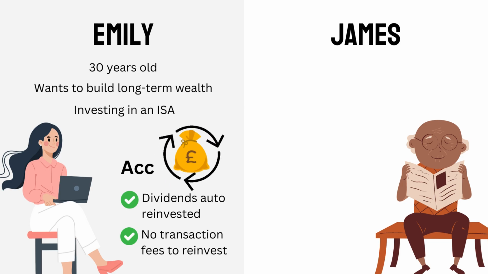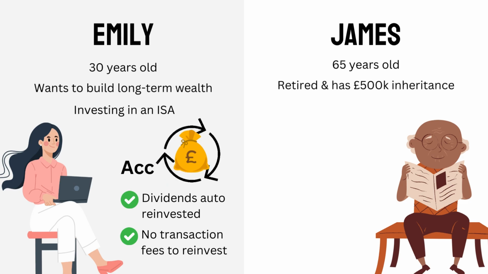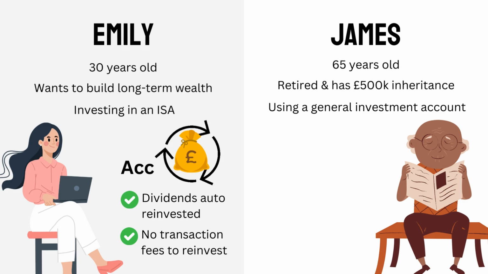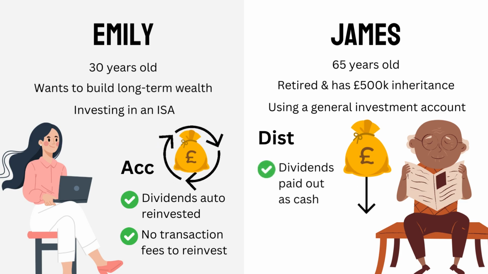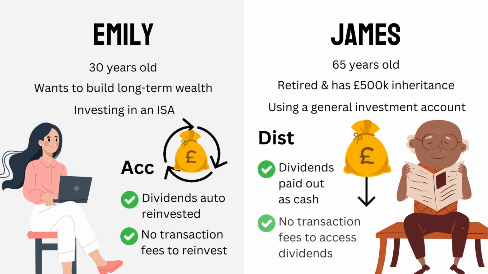She also won't have to worry about transaction fees, as she doesn't need to make any transactions to reinvest her dividends, and this aligns perfectly with her goal of long-term wealth accumulation. James, on the other hand, is 65 years old and is just retired. He's also recently received a £500,000 inheritance, and he wants to use that money to generate a steady source of income to support him in his retirement. Because he's received a large amount of cash as a lump sum, he can't put it all into a tax-advantaged account. So in this scenario, investing it using distributing funds would be more suitable. This way, he can receive the regular dividend payments as cash that he can spend without needing to sell shares or worry about transaction fees.